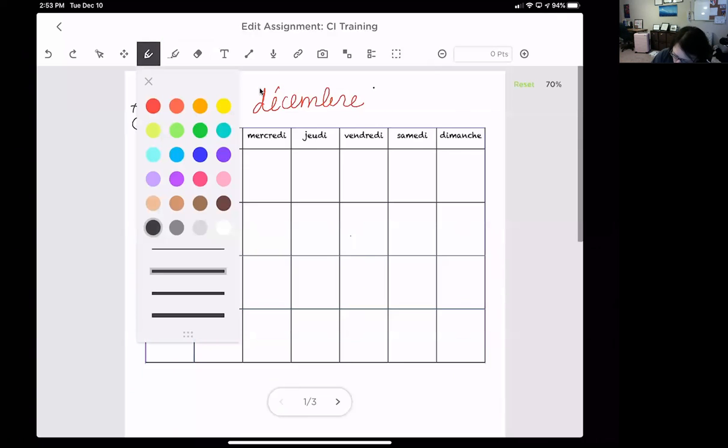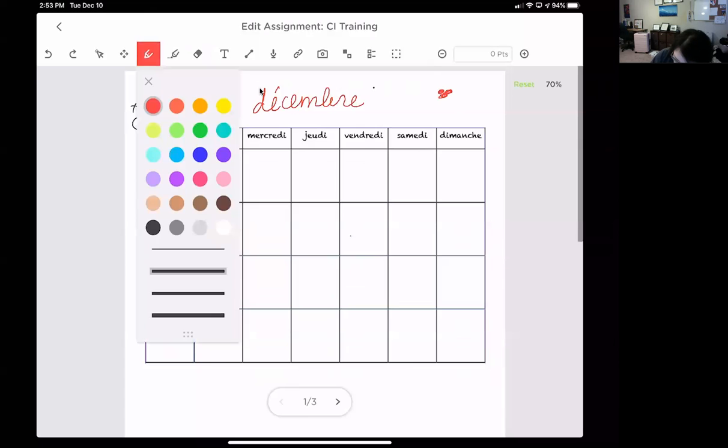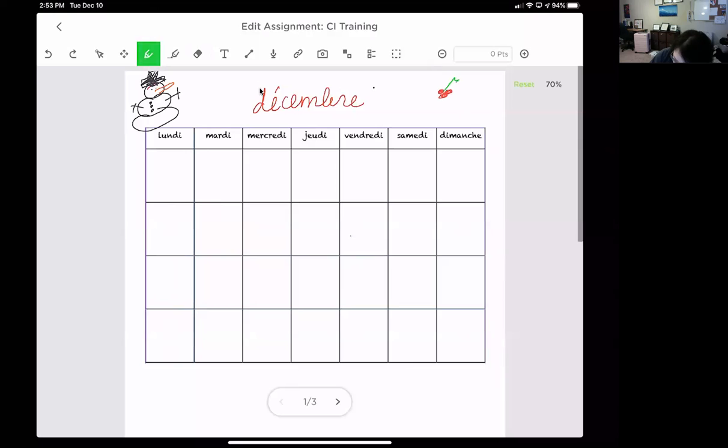Oh, what about le houx? Okay, le houx. All right, let's draw. It's a holly leaf. You can't tell what I'm drawing. Le houx, c'est vert. Il y a trois petites. And I'm talking and talking and talking, okay?